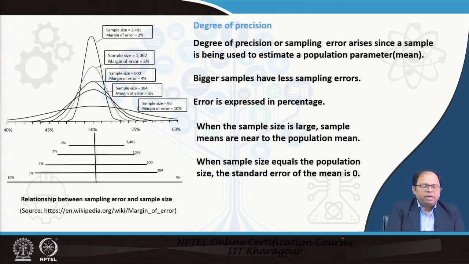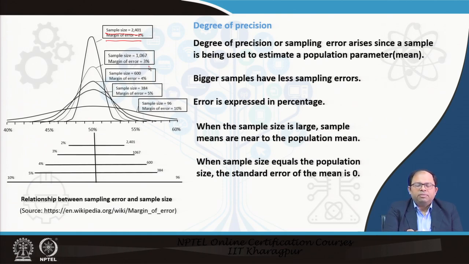So you can see in this particular image, in this particular case, the sample size is 2401. And we have taken a margin of error as 2%. Margin of error is the sampling error expressed in percentage. So if the error is 2%, that means if we have a sample mean and there is the population mean, the sample mean should be within 2% of that on either side, plus minus 2%, then the sample size has to be 2401. This should be the size of the sample.